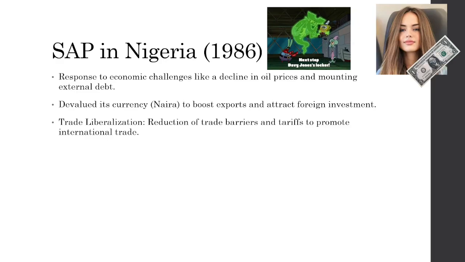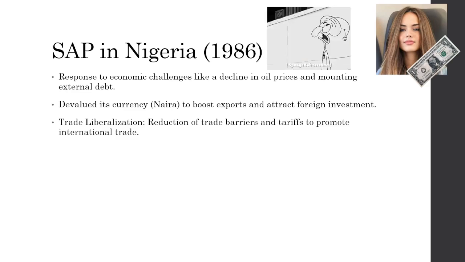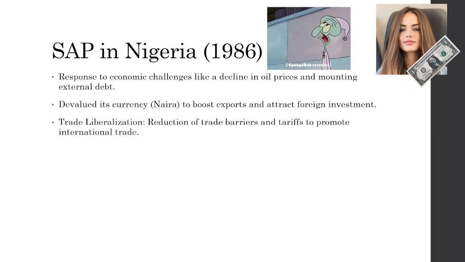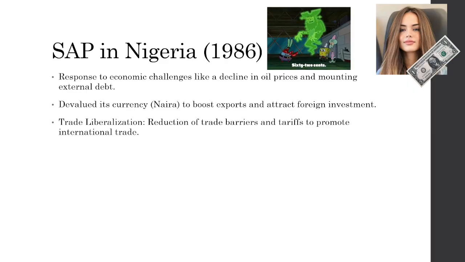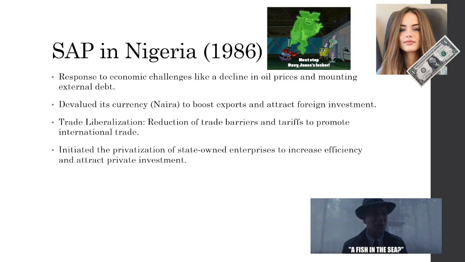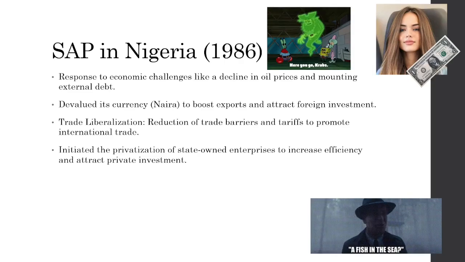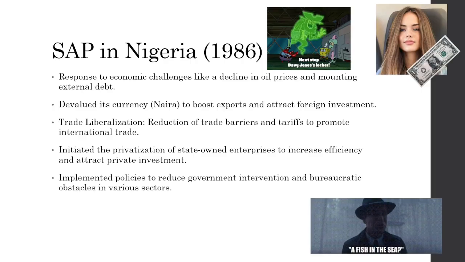They had trade liberalization to reduce trade barriers and tariffs to promote international trade. So these policies are really hammering in boosting trade and interaction with other countries through increased export, increasing FDI, and increasing imports to really facilitate real trade. They also started the privatization of state-owned enterprises to increase efficiency of these enterprises and attract private investment. This could be foreign private investment too, not just domestic.